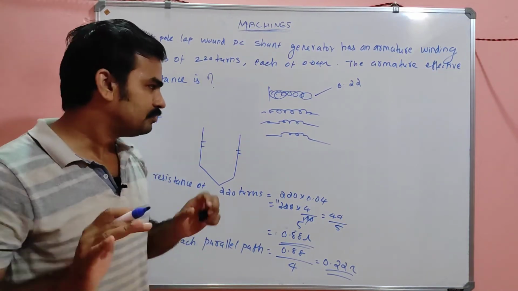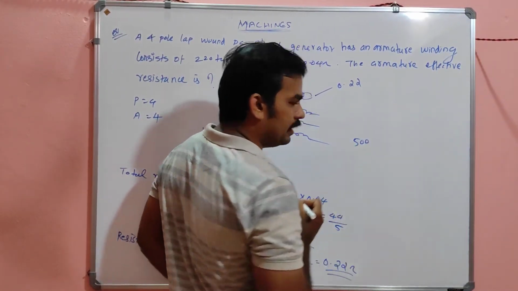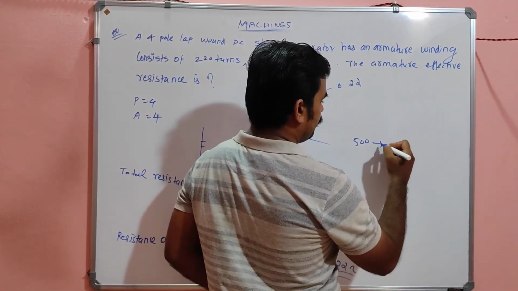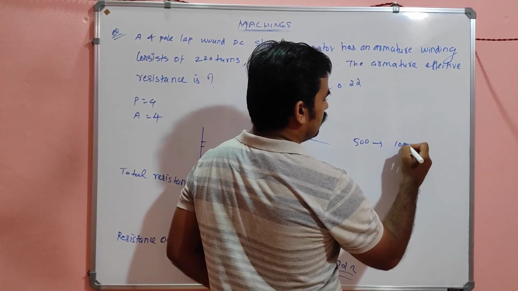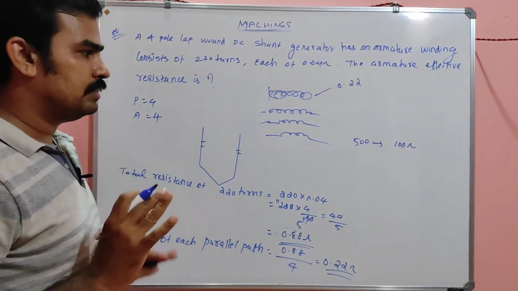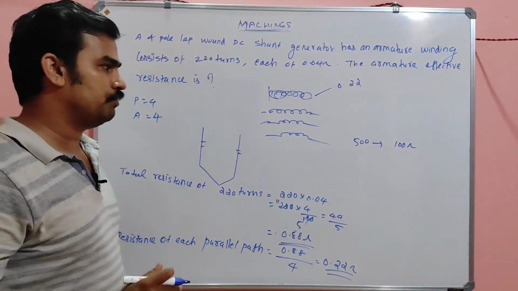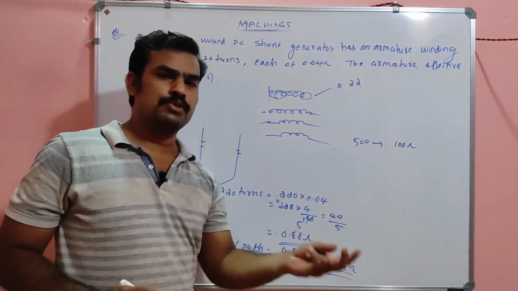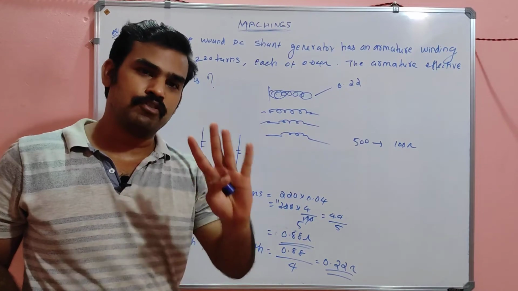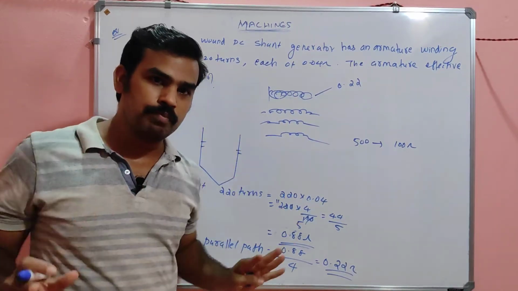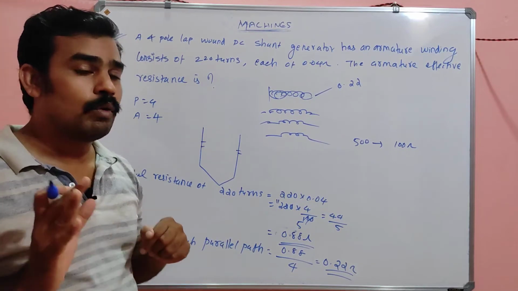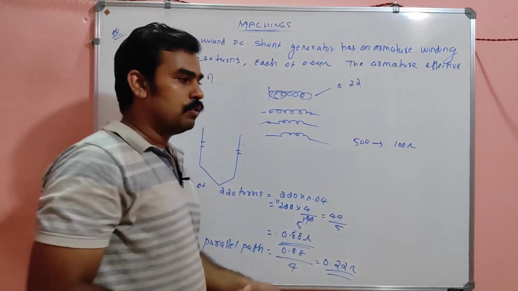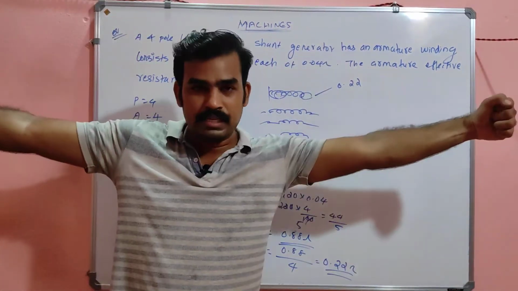I will explain with an example. Suppose you have 500 turns, and the total resistance is 100 ohm. You have to make it into 4 equal groups. Then what resistance will each equal group contain? For 500 turns, my dear, 100 ohm is the resistance.